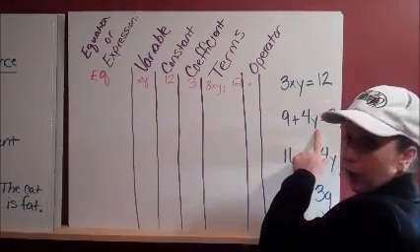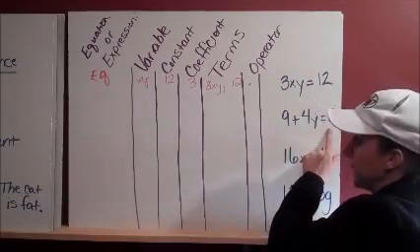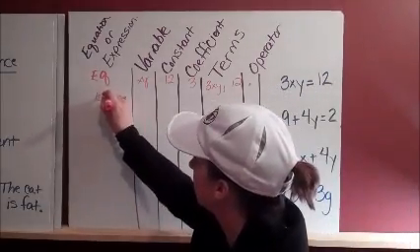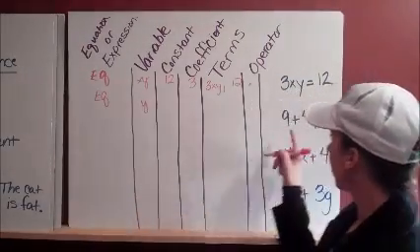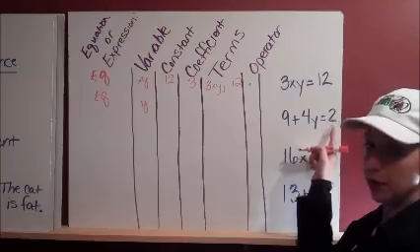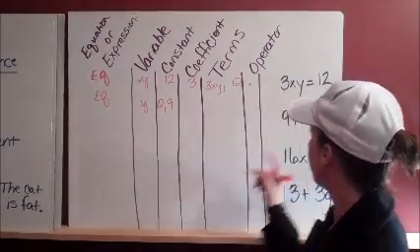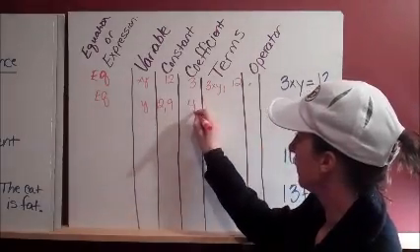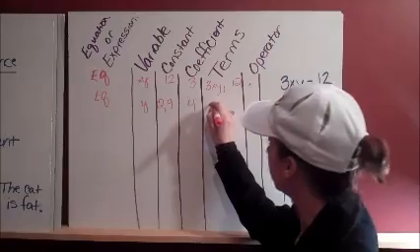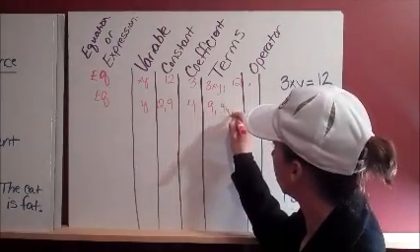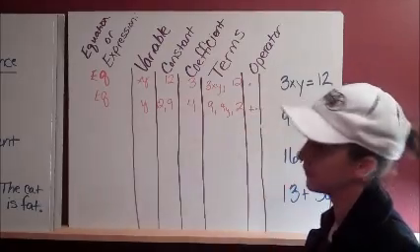9 plus 4y equals 2. Because it has an equal mark, we're going to call it an equation. The variable is y. The constant is 2 and 9. Both of those numbers stand alone. The coefficient is 4. Terms include 9, 4y, and 2. The operator is addition. This operator is multiplication.